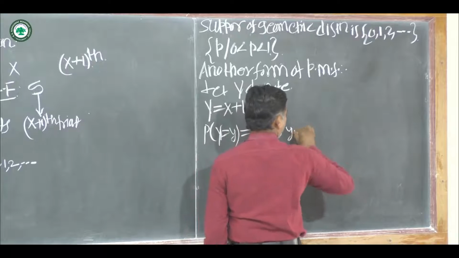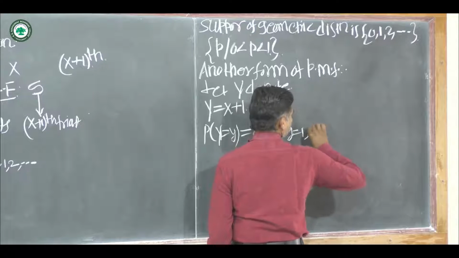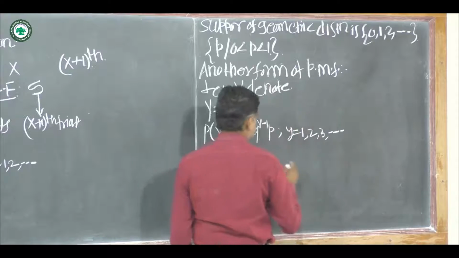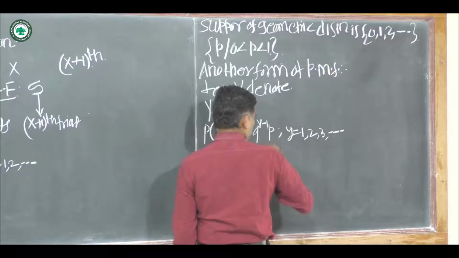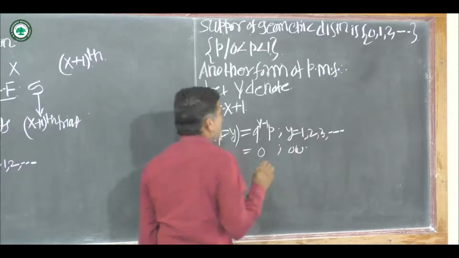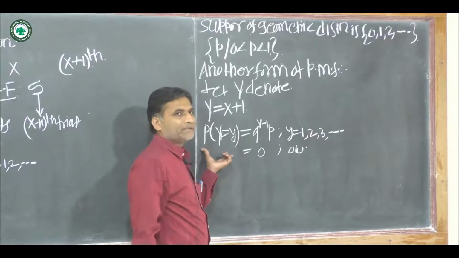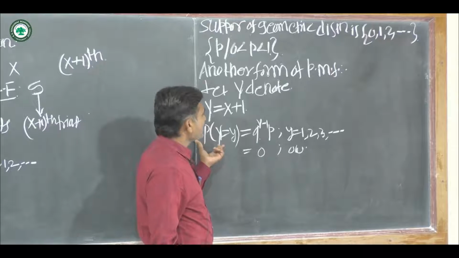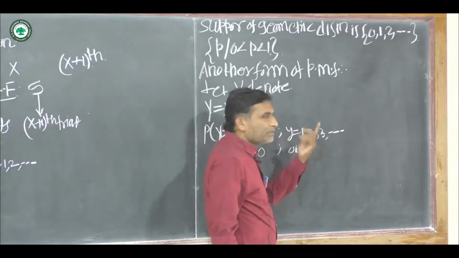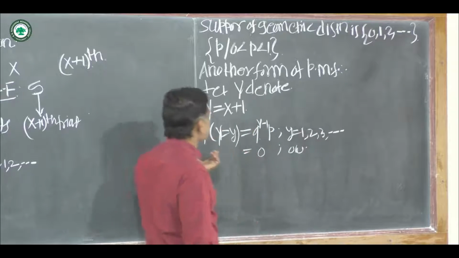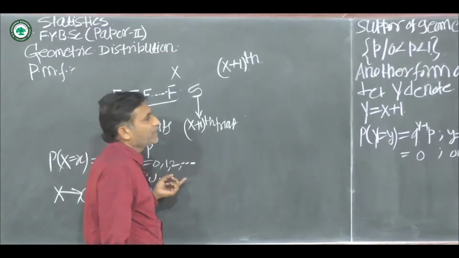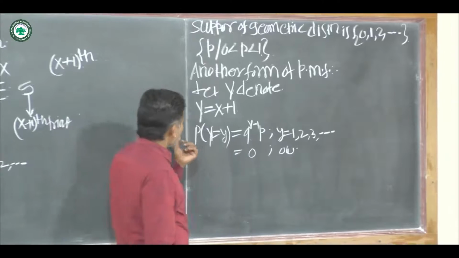Here y takes values from 1, 2, 3, and so on, and 0 otherwise. This is another form of the geometric distribution, which is also called the waiting time distribution. Here y takes values from 1 to infinity, and in the first form the random variable x takes values from 0 to infinity.